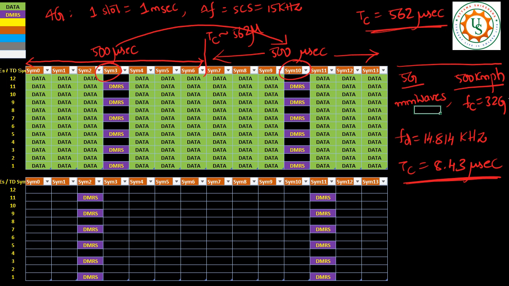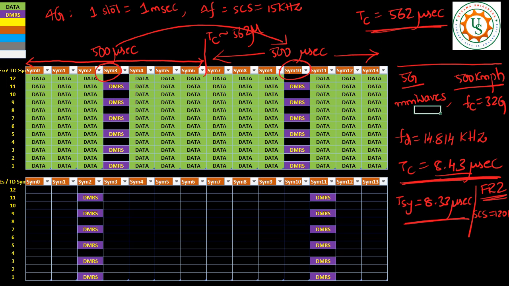For this configuration in 5G, we have to calculate the T symbol. In 5G millimeter waves, it is in FR2, frequency range 2. I will consider a subcarrier spacing of 120 kilohertz. So with 120 kilohertz, what is the T symbol? 1 by 120 kilohertz, so we will get 8.33 microseconds. Can you see this? Coherence time is 8.43, symbol time is 8.33, which means your channel is constant only for approximately one OFDM symbol.